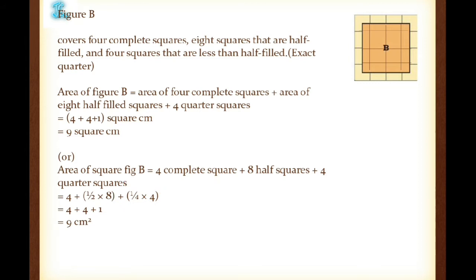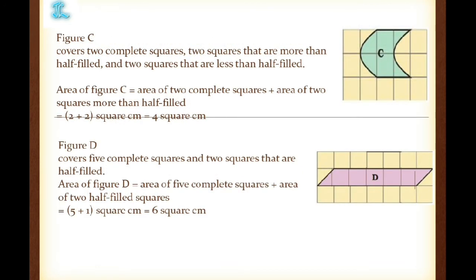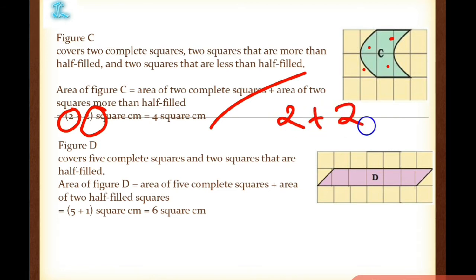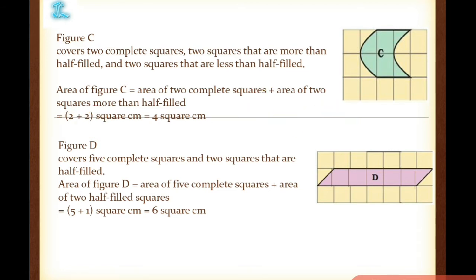Okay. Now next one, C and D. Similarly, everything is the same process. Complete squares, 1, 2. So how many complete squares are there? 2. So 2 into 1, 2. Now next, more than half is there. Yes or no? This is more than half. This is more than half. 2 are there. So that is also 2. Plus 2, that is 4. 2 complete squares, 2 more than half. So 2 plus 2, 4.